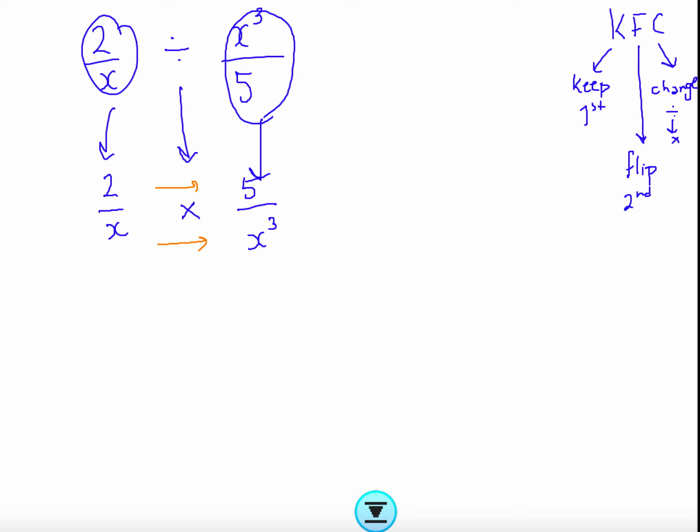First I need to look at whether there is anything I could cancel out. Remember, this is a fraction, there's a multiply between them, everything's being multiplied, I don't have brackets or anything. 2 doesn't cancel out with anything here, 5 doesn't cancel out with anything here, so there's nothing to simplify. 2 times 5 is 10. X times x cubed will be x to the power of 4, and that's as simple as it gets. I can't simplify it any further. So quite a nice example to have here.